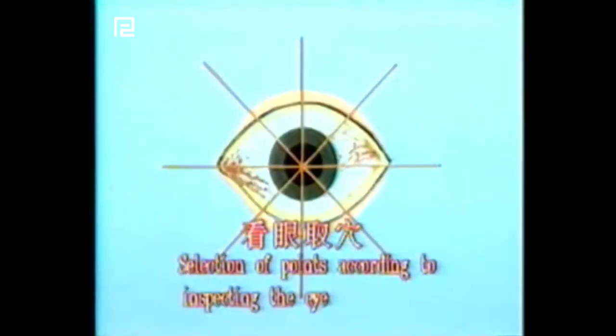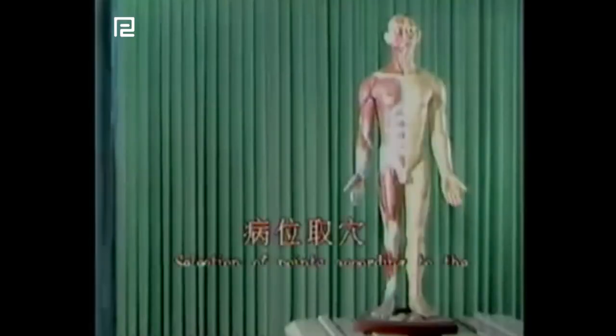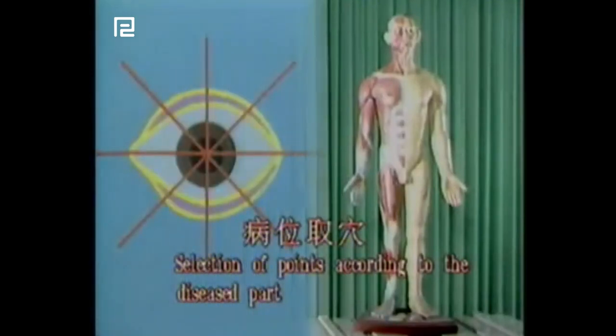Number 2, selection of the points on the basis of eye inspection. Select the part where there is the most notable change of the vessel of the eyeball, no matter where the disease corresponds. Number 3, selection of the point according to the disease part.